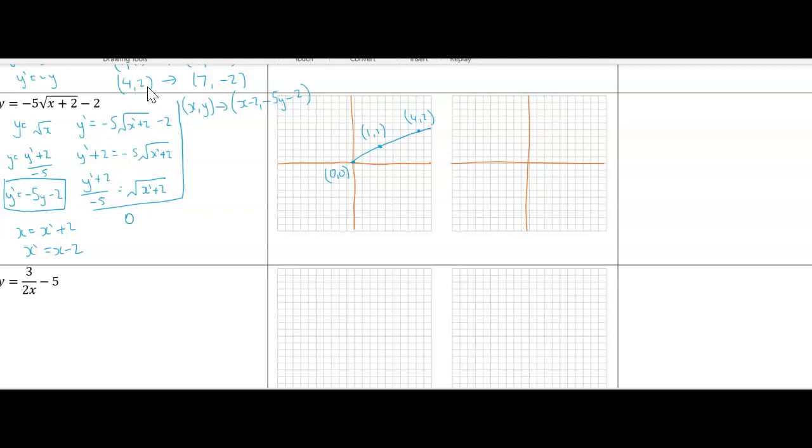So I'll do that down here. So 0, 0 has become 0 minus 2, which is minus 2. And then negative 5 times 0 minus 2. So this is going to become negative 2 as well. Then 1, 1. 1 minus 2 is negative 1. And negative 5 times 1 is negative 5. Minus 2 is negative 7. Then our other point, 4, 2.